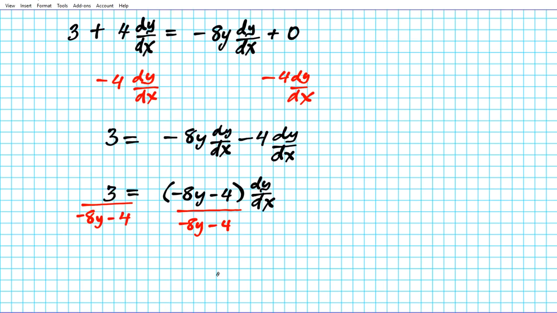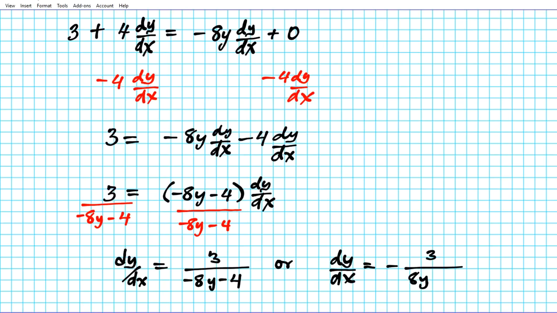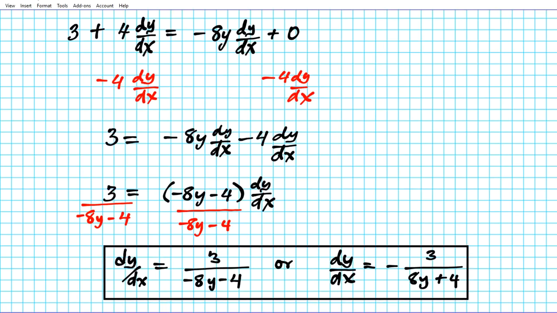Alrighty, and then your final answer is going to be dy dx, the derivative of y with respect to x, equals 3 over negative 8y minus 4. Or you can also write this as dy dx, if you factor out the minus from the bottom, equals negative 3 over 8y plus 4. So these are just two ways of writing exactly the same answer.